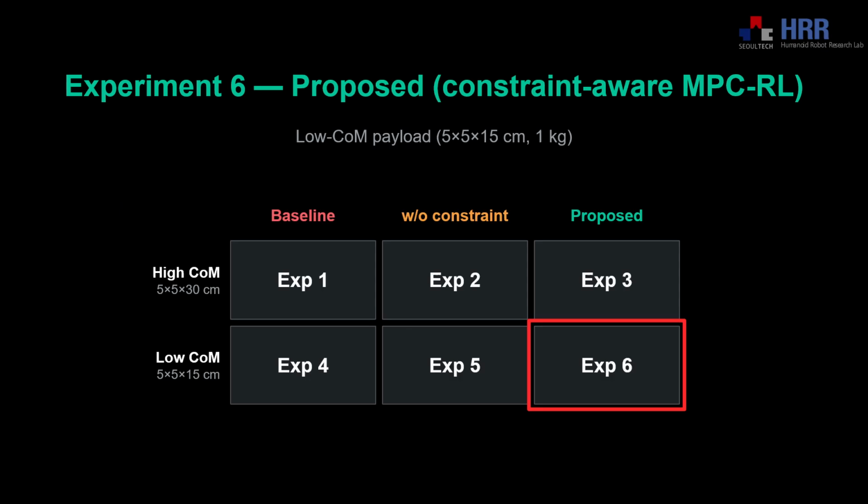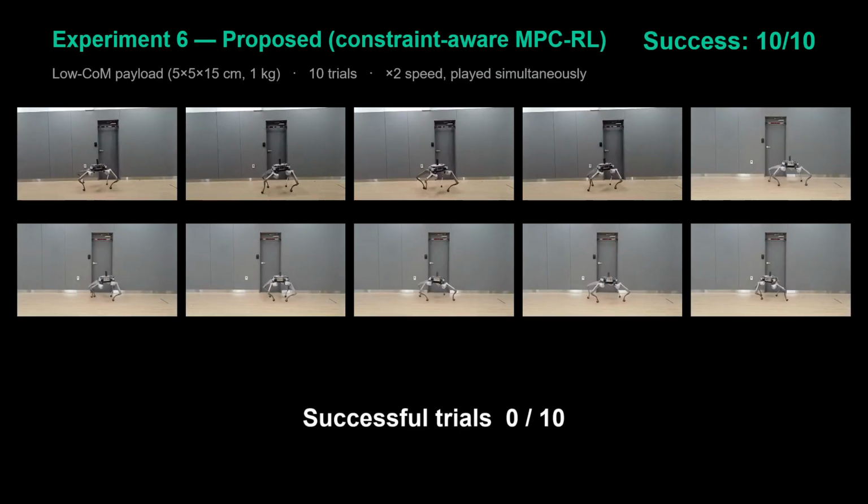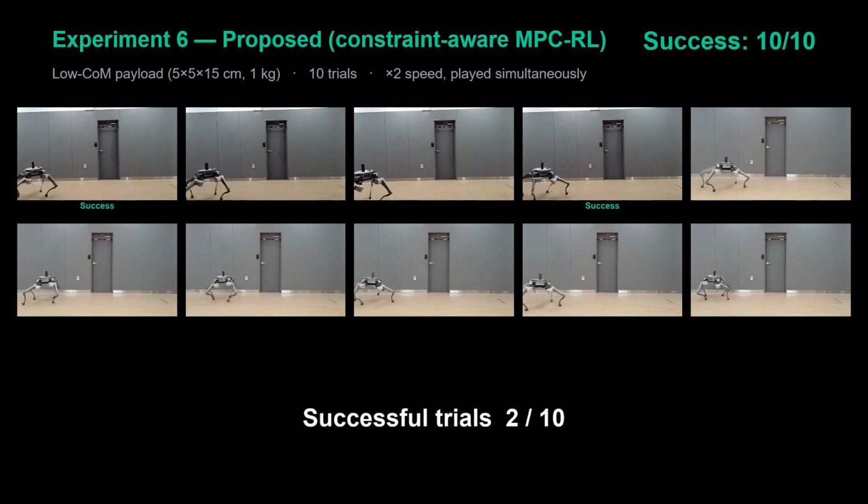Experiment 6 is the proposed method with the low payload. The proposed method likewise succeeded 10 times. The difference between the policies thus appears only where the center of mass is high and payload stability is hard to maintain.